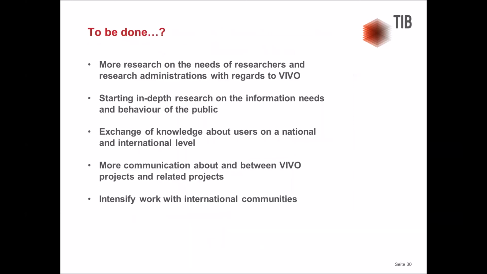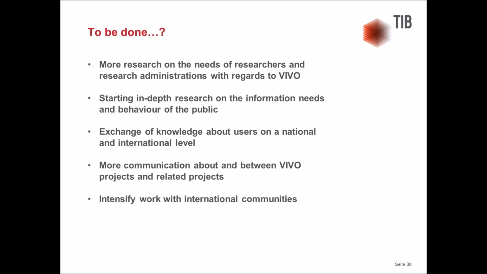So what has to be done? We need more research on the needs of researchers and research administrations with regards to VIVO. That means we should not only talk to research administrations, not only in our organization and with other institutions, we really have to investigate systematically. We should start in-depth research on the information needs and behavior of the public. So make surveys and qualitative studies to find out what the society, what the public wants from research information systems.